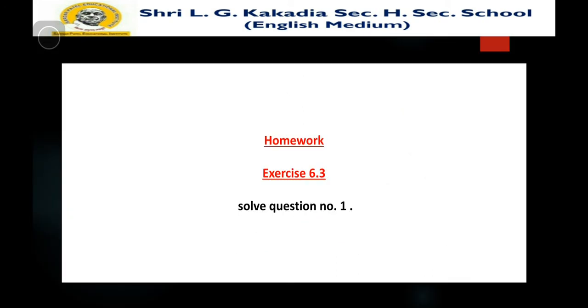So let's solve such examples from exercise number 6.3. Here is question number 1: show that the given triangles are similar to each other by the given similarity criterion. So let's solve that.